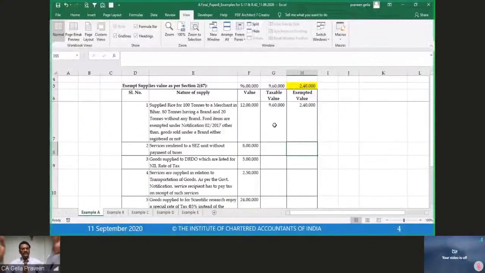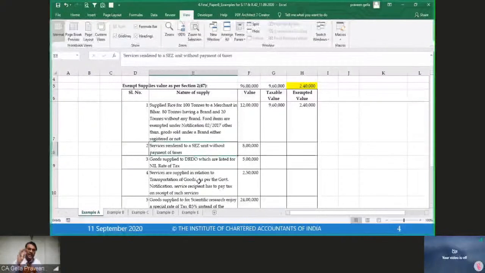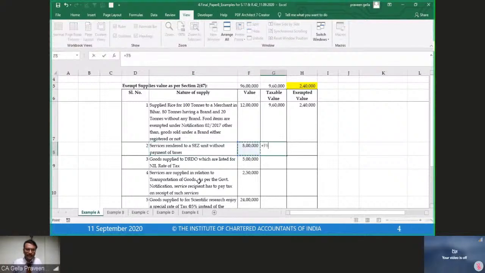For the second, services are rendered to a SEZ unit without payment of taxes. Now when I have rendered services to an SEZ unit, please write down in your working note, refer section 16 of the IGST Act. I would say it is a zero rated supply, but I would like to read and understand the provision for your better understanding of the law. Right now I would say this is a taxable event and it is not exempted under GST law. So my taxable value is 8 lakhs and exempt value is 0.